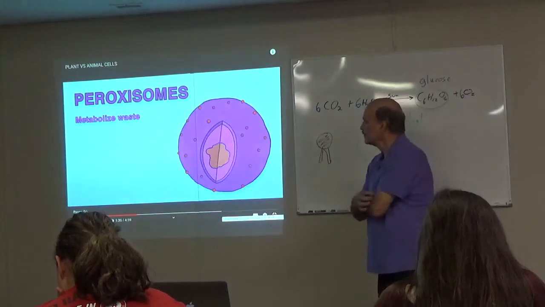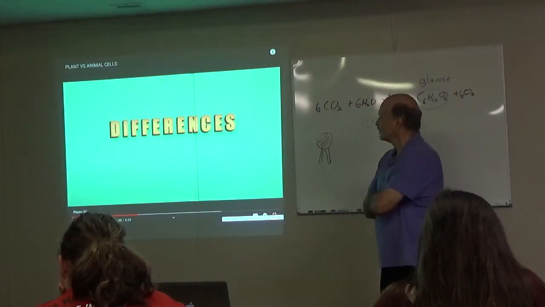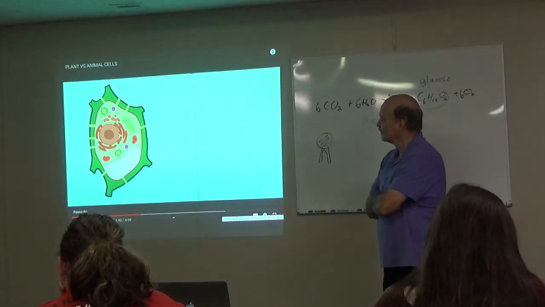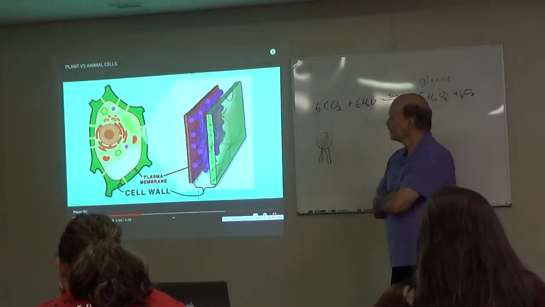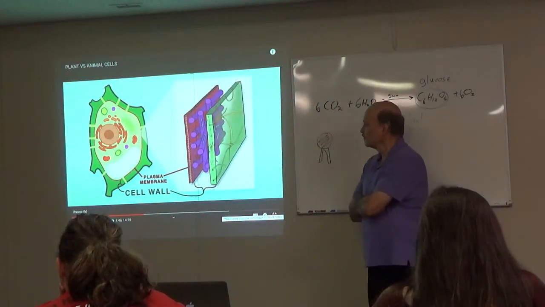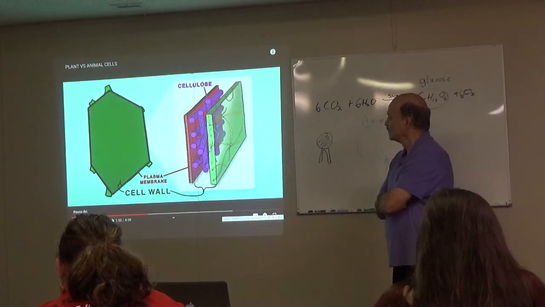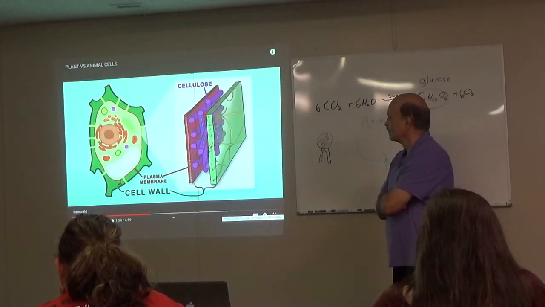Peroxisomes metabolize waste. Now let's get to the differences between plant and animal cells. One major difference is that plant cells have a rigid cell wall around their plasma membrane. It is composed of cellulose, providing additional stability and protection. As a result, plant cells have fixed, angular shapes, while animal cells are mostly round and irregular.